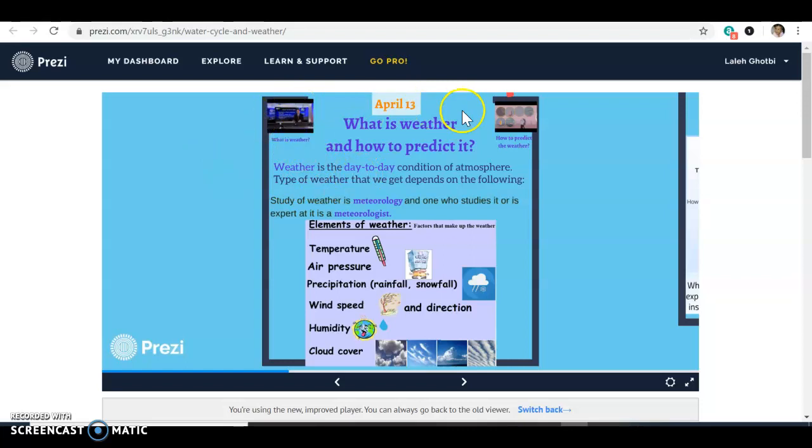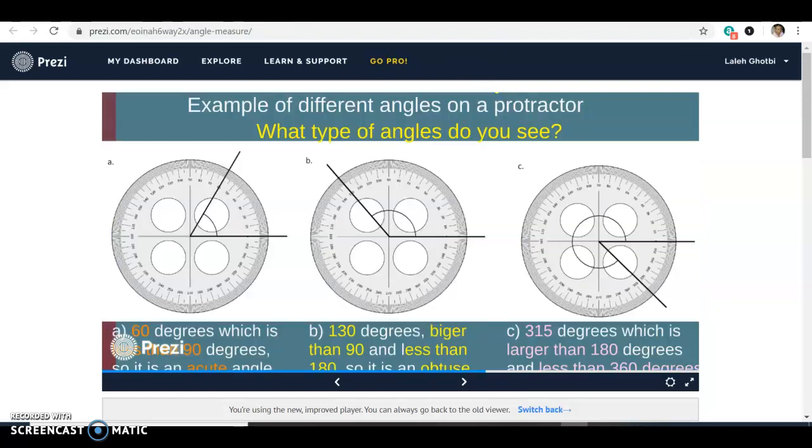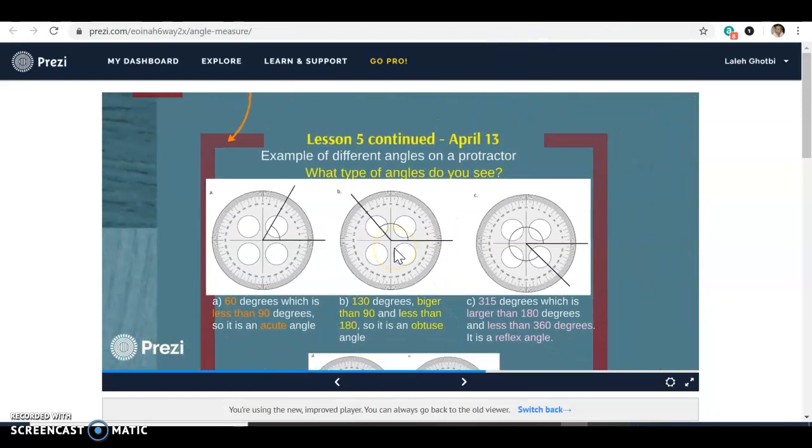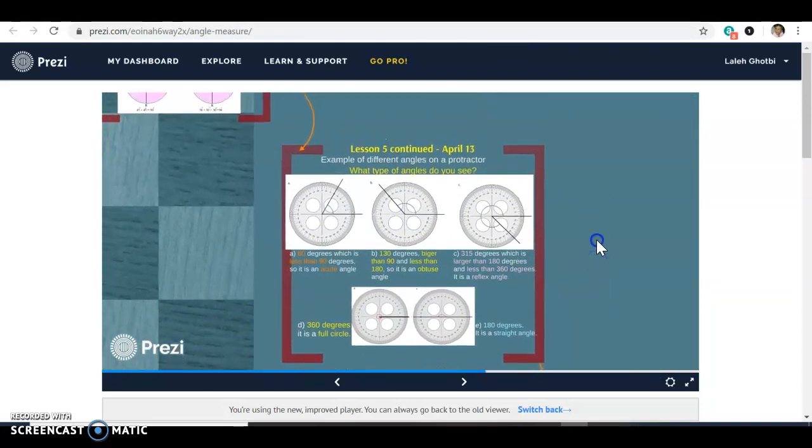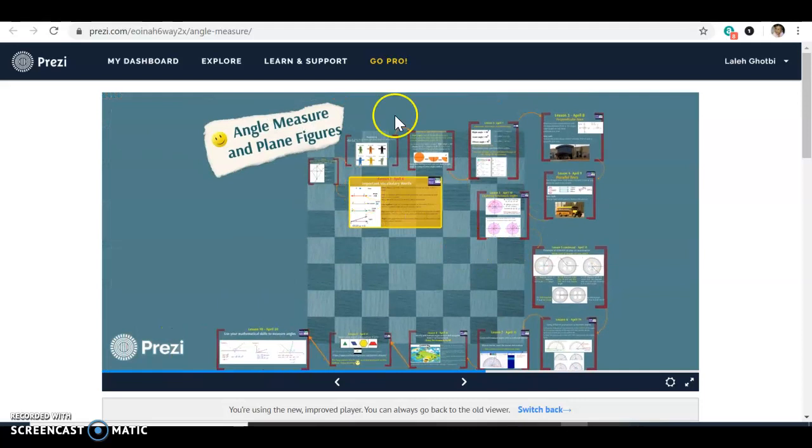Every day you have just one slide. Most of the time you have just one slide in math, one slide in science, and it doesn't take that much time. If you were at school, you would have an hour of lesson and then you had some work to do, right? So this is really not too much. Just keep up the good work. I'm proud of you. I hope to see you soon. I miss everybody. Keep in touch with me.